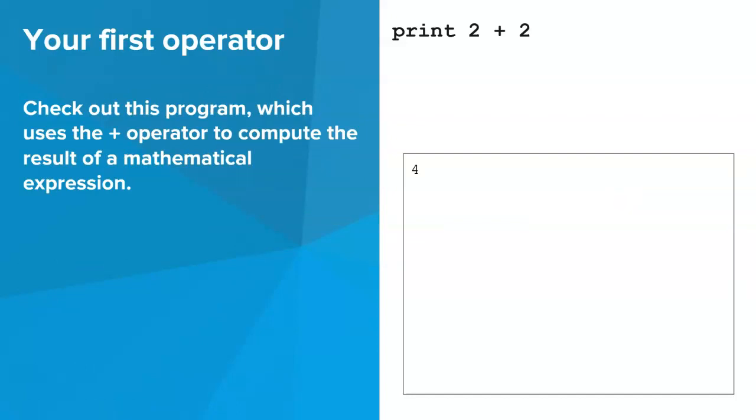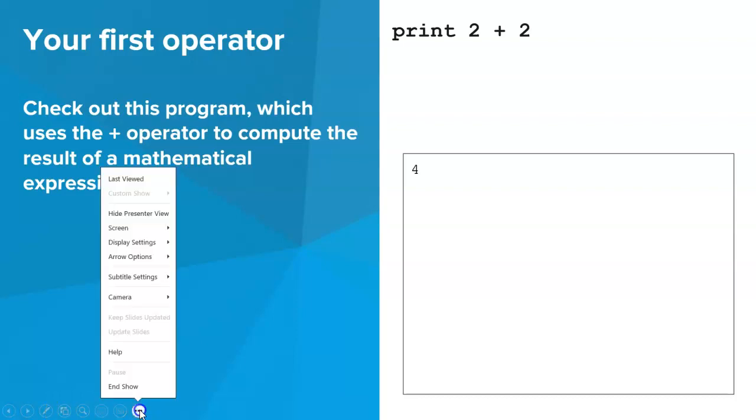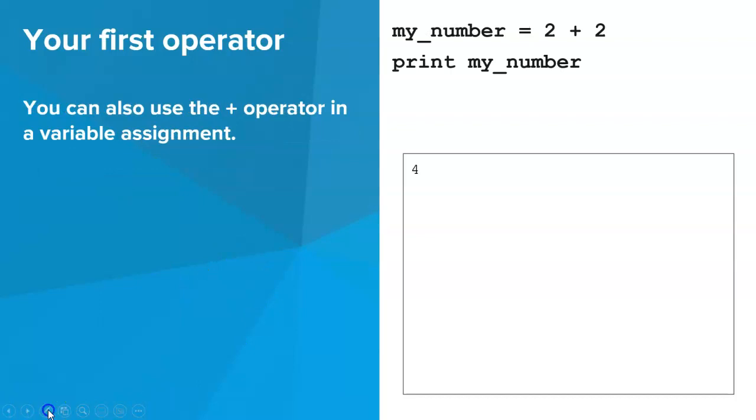Your first operator was something such as print 2 plus 2, and we know that this ends up being 4, keeping in mind that we often imagine that we have these boxes that hold information such as my number, the variable.